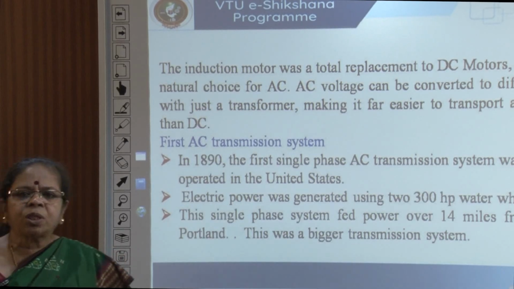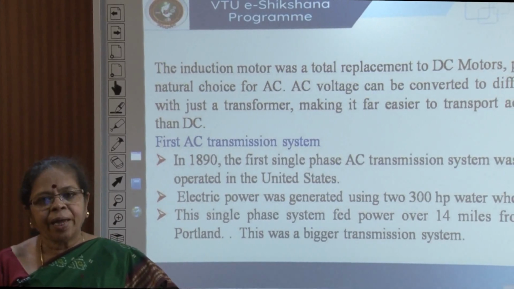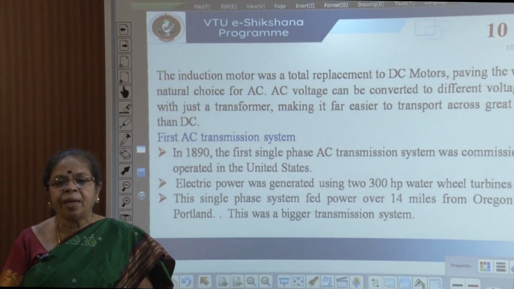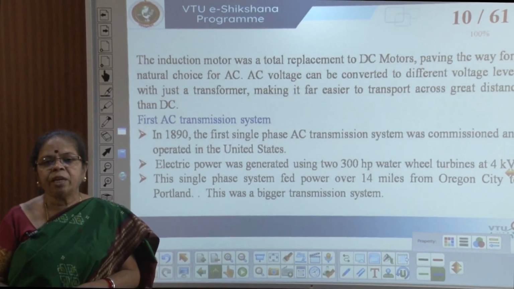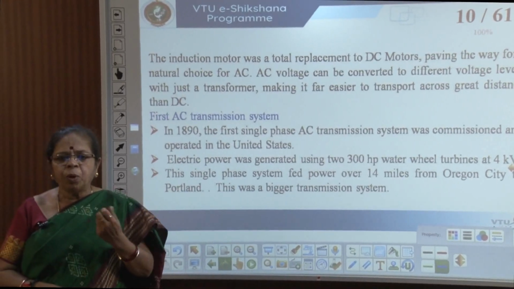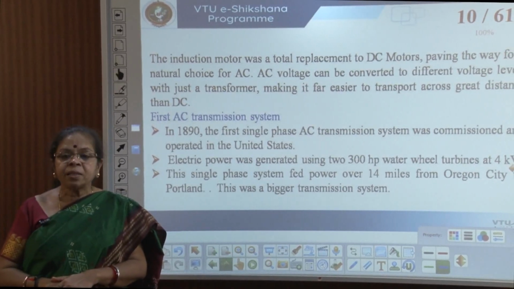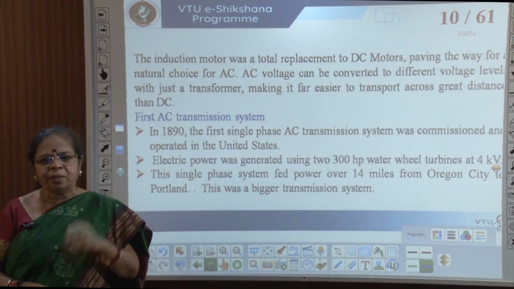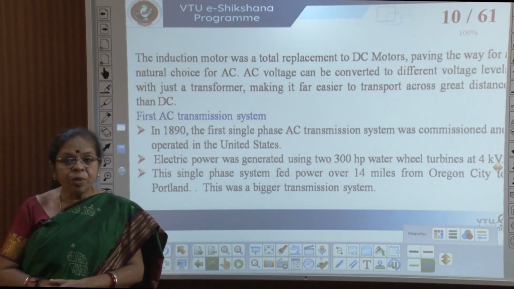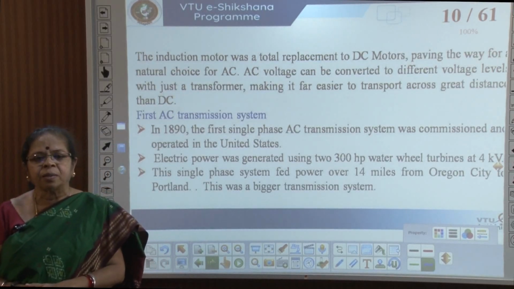Now, the induction motor was a total replacement for DC motors, and again, as I said, this made an AC system a natural choice over DC. AC voltage can be converted to different voltage levels with just a transformer, making it easier to transport across great distances. So, we saw in the previous video the first DC system of Edison.